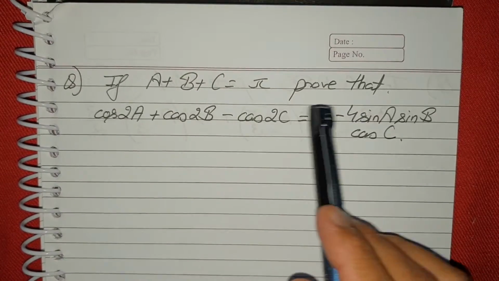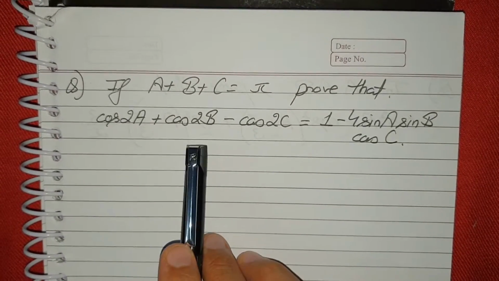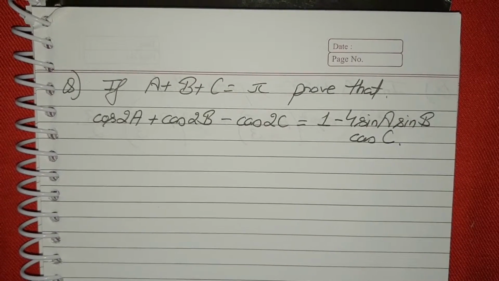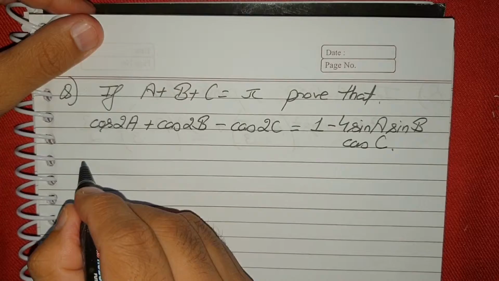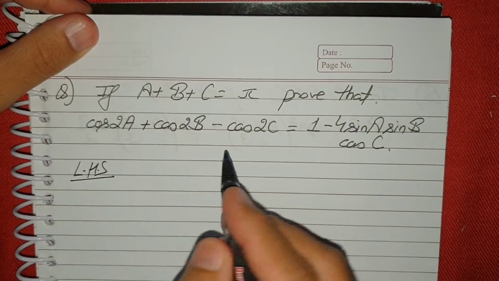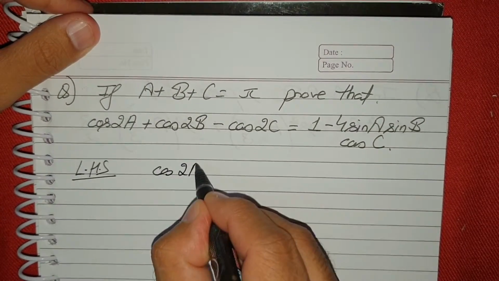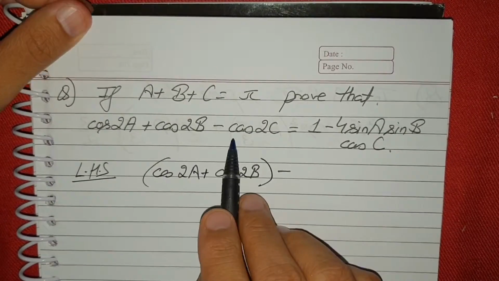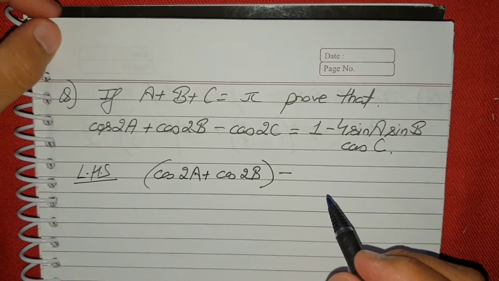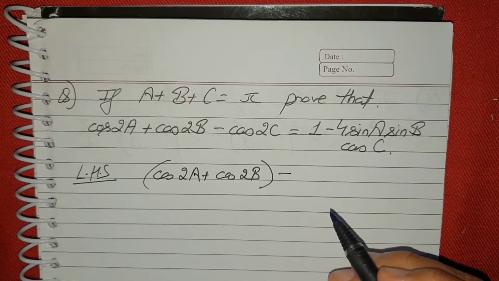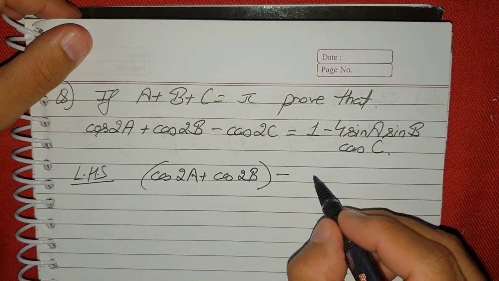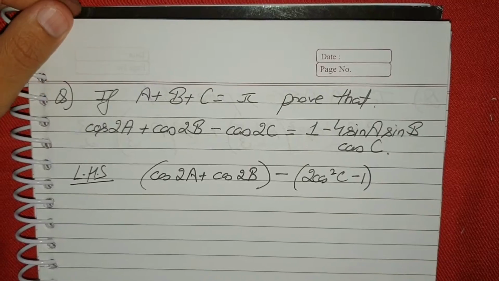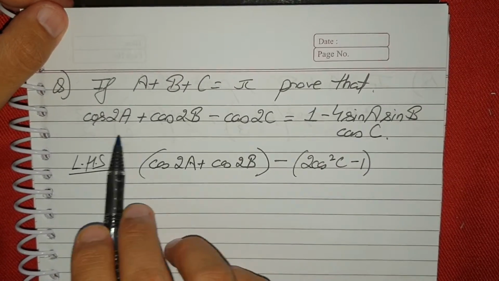If A plus B plus C is pi, prove that cos 2A plus cos 2B minus cos 2C equals 1 minus 4 sin A sin B cos C. Starting with the LHS only. See, cos 2A plus cos 2B minus cos 2C, and cos 2C is like cos 2x, which is 2 cos square x minus 1. So this will be 2 cos square C minus 1, putting this in bracket. Okay, I have expanded this, now I have to expand this.